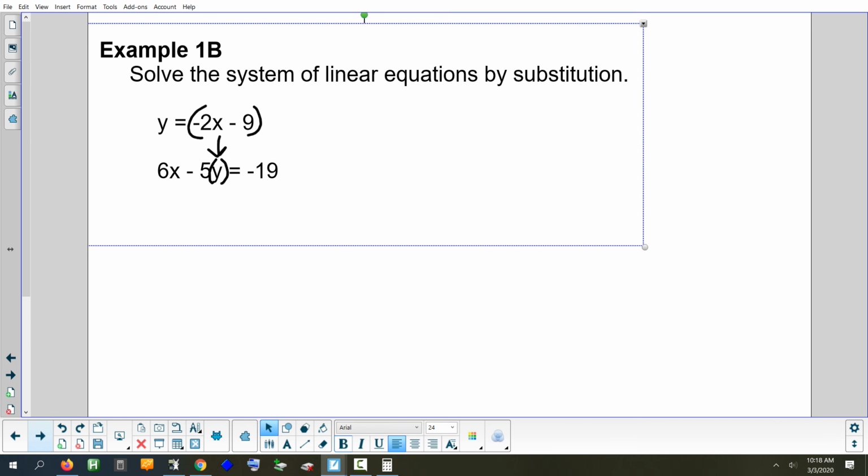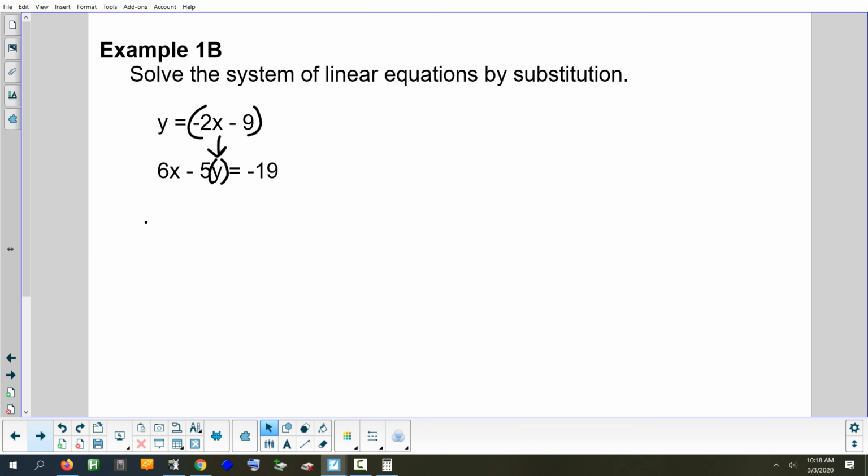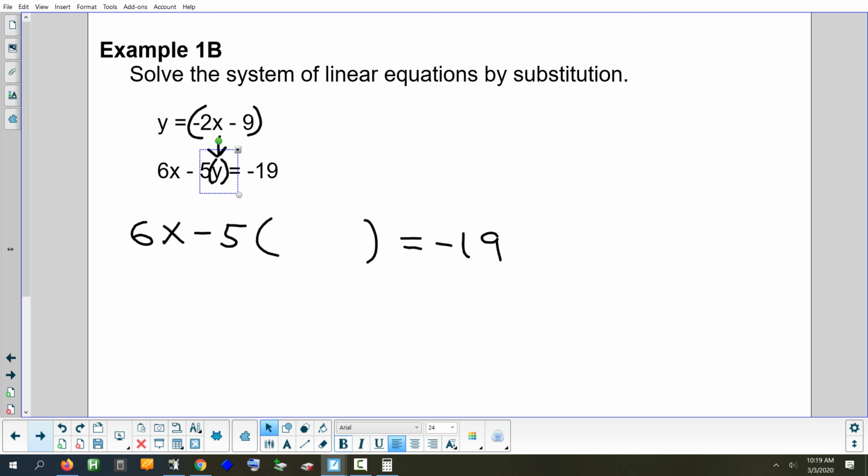So is the 6 going to change? No. How about the X? No. How about the minus? No. The 5? No. How about the Y? Yes. Leave a little bit of room. We have to fill something in. How about the equals? No. How about the negative 19? No. So most of it doesn't change. There's only one thing that changes. The letter that was by itself. What are you plugging in for Y? Yep. Negative 2x minus 9. Now, if you look at that equation, how many different letters are there?